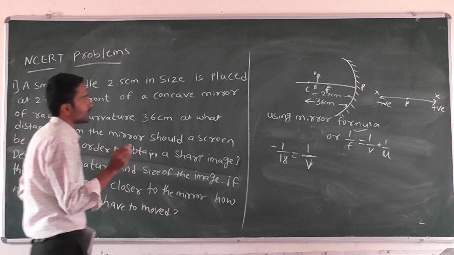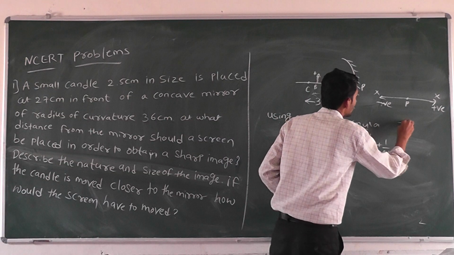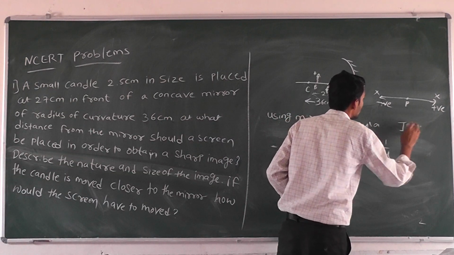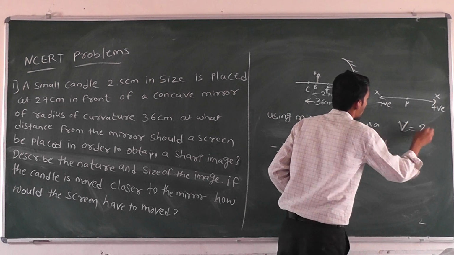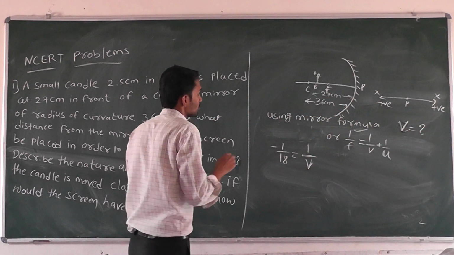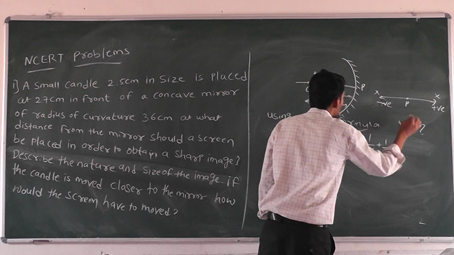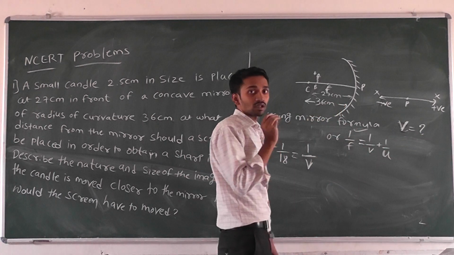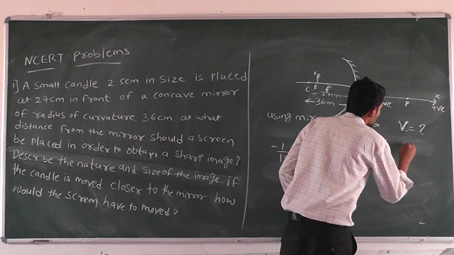So what do we have to find out here? We have to find out the image distance. First, we have to find out the image distance, and next we have to find out the nature of the image and the size of the image.